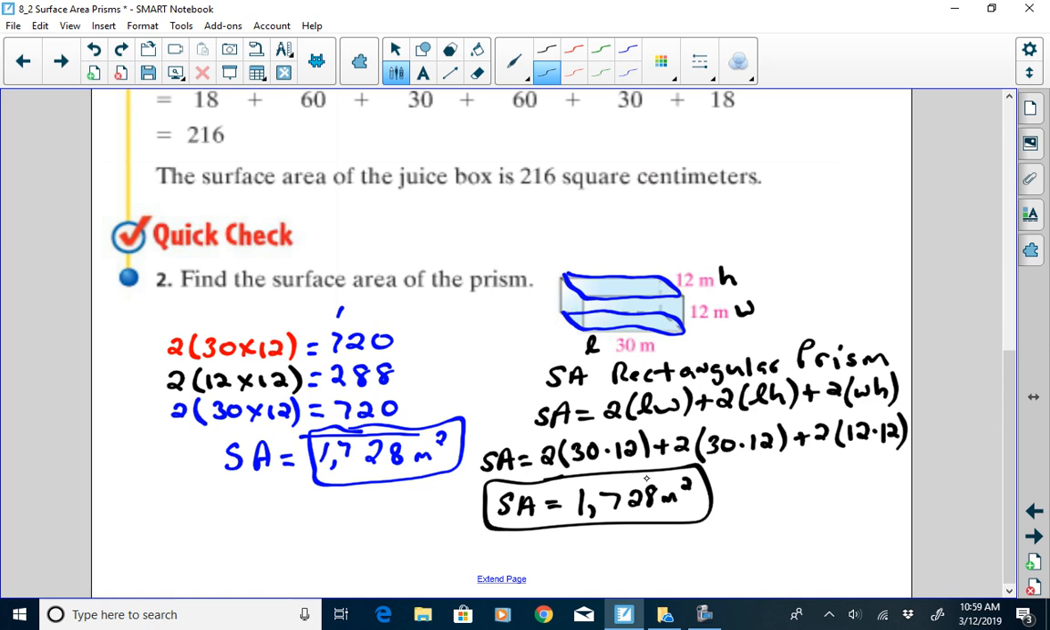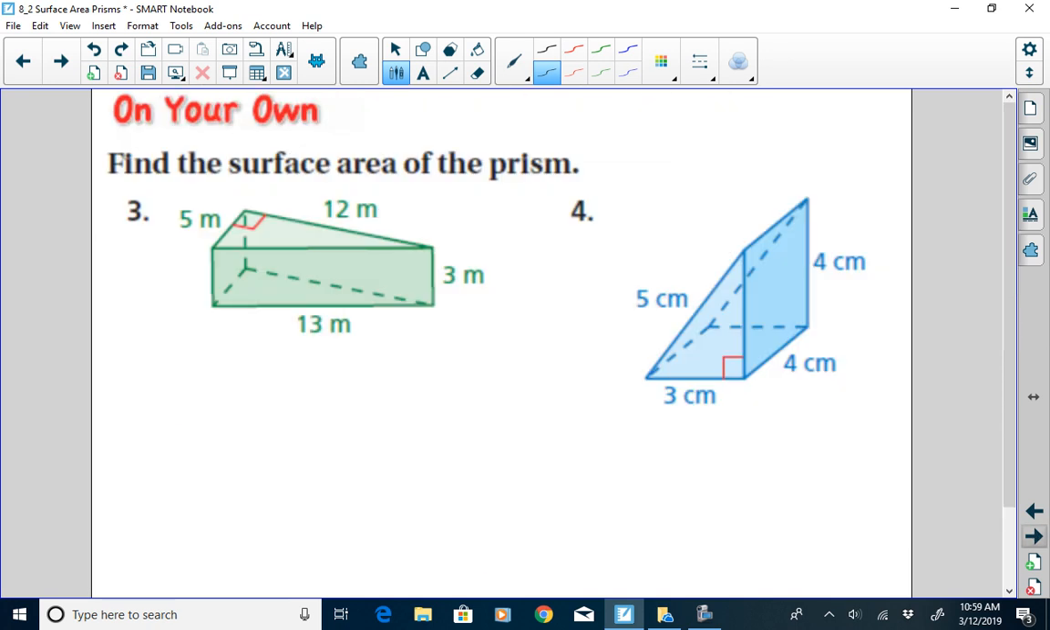Some students like to draw nets and label their nets. I'm not a big fan of that, so I prefer for my students to decompose or to use the formula. Okay? Let's take a look at a triangular prism and see how this will work with a triangular prism. First, let's start by decomposing our rectangles first.